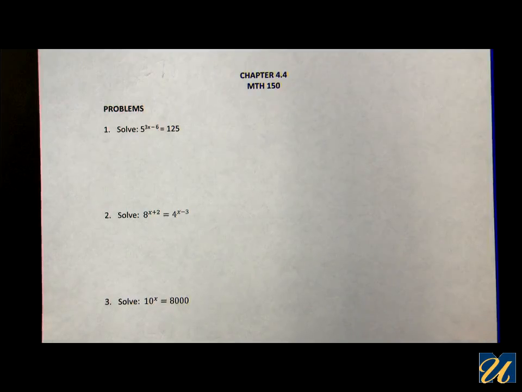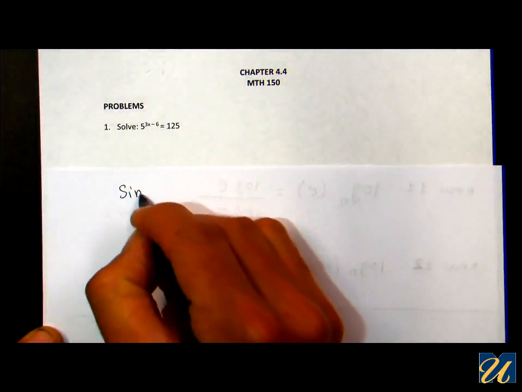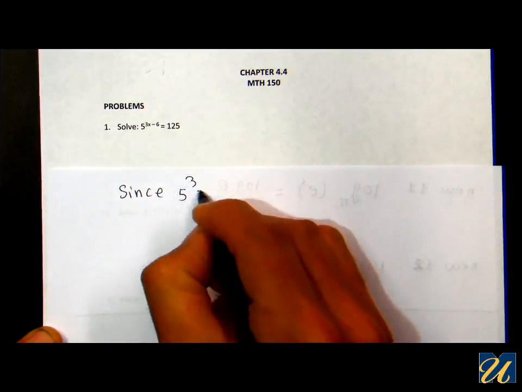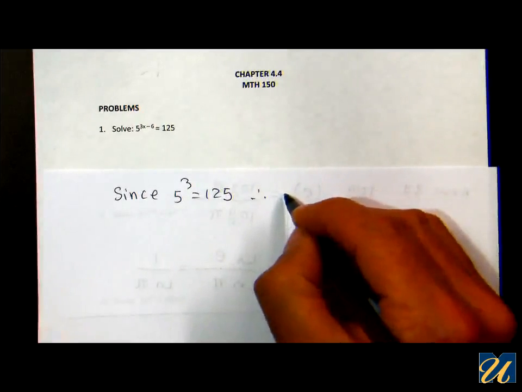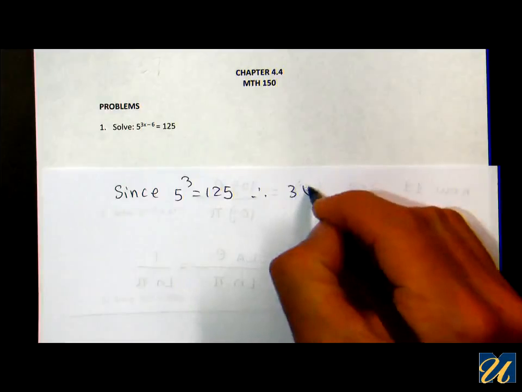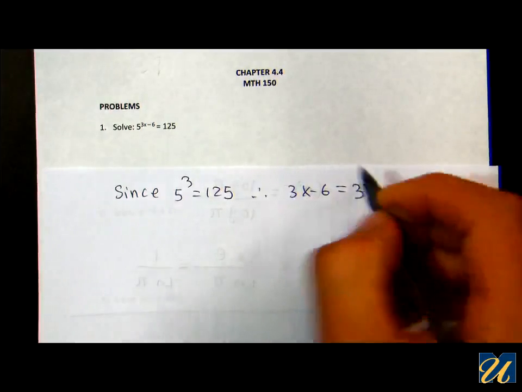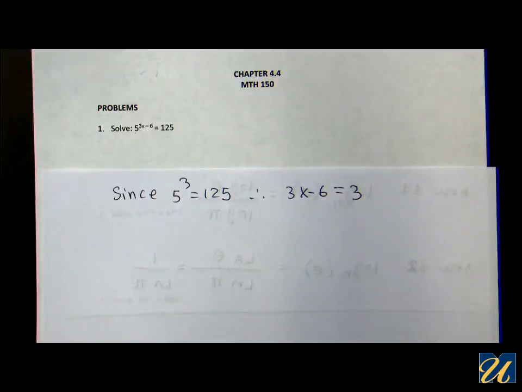Section 4.4 problems. Problem 1, solve that exponential equation there. Okay, we did this on the PowerPoint slide. I guess I'll just mention that since 5 to the third power equals 125, it follows that the exponent, which is 3x minus 6, must be 3. Because if this were a 3, then 5 to the third is 125. So that's a different way to think it through.